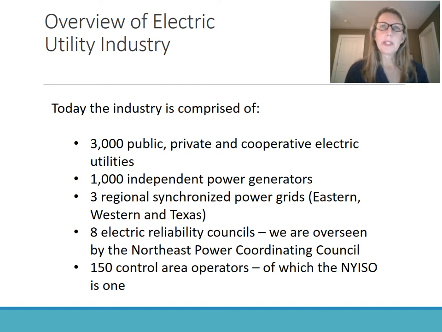So what does the industry look like today? Well, there are 3,000 public, private, and co-op electric utilities, 1,000 independent power producers, and 3 regional synchronized power grids: one in the east, one in the west, and Texas. A regional synchronized power grid is electrically tied together during normal system conditions and operates at a synchronized frequency.